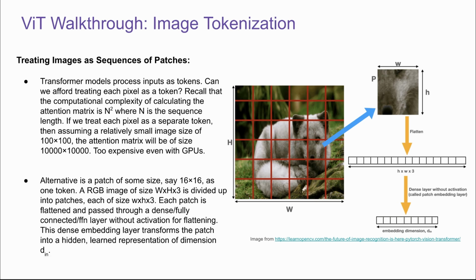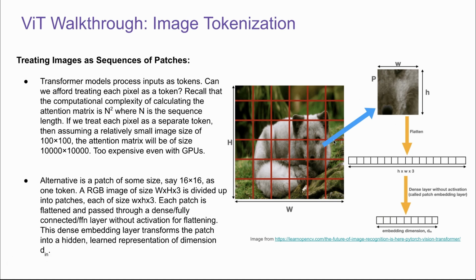So a reasonable alternative is a patch of some size, say 16 by 16, as one token. An RGB image of size big W by big H by 3, as in RGB, is divided up into different patches, each of size small w by small h by 3. Each patch is flattened and passed through a dense, or fully connected, or feed-forward network layer without activation. This dense embedding layer transforms the patch into a hidden, learned representation of a given dimension.